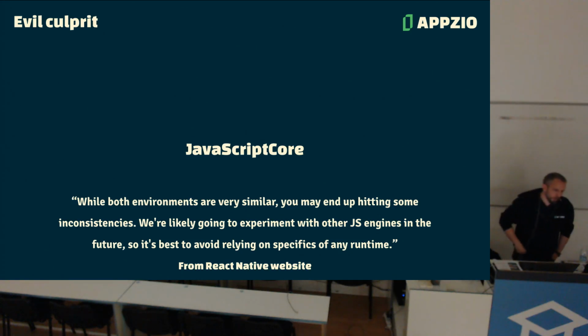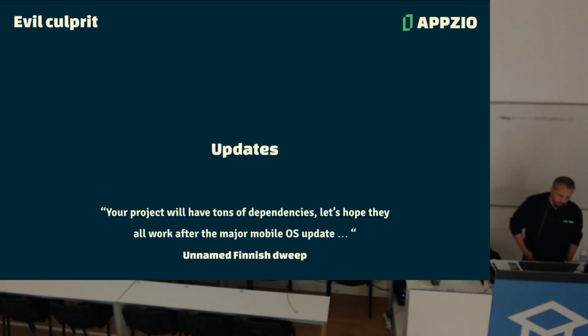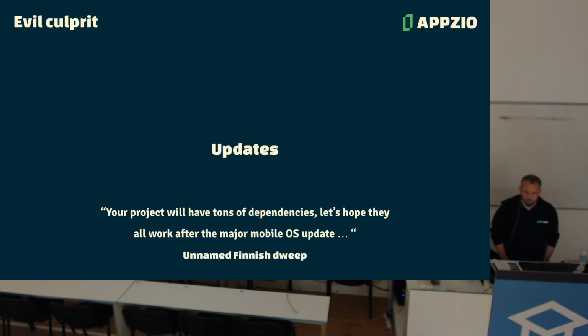Another problem with the JavaScript engine is that it's not fully consistent. Not all OS versions work the same way with it. Then, of course, the updates, which I already mentioned. If there's a major operating system update, you just really hope that all the dependencies in your project will continue to work if you need to update.